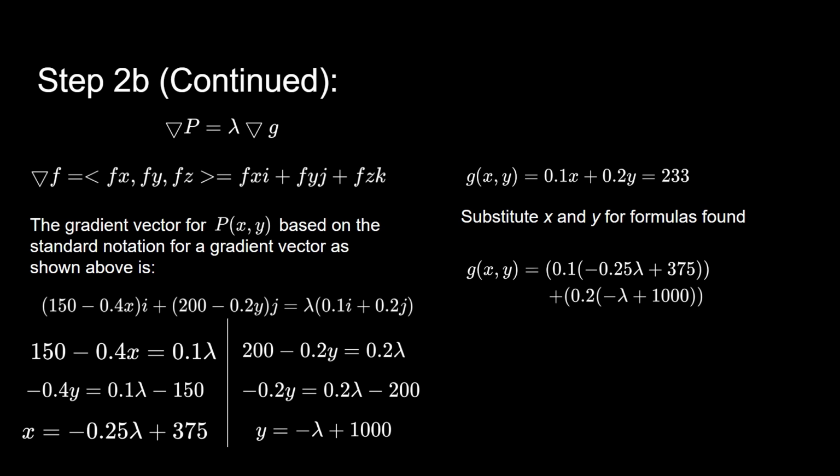First, we calculate the components of the gradient vectors of both P of x, y and g of x, y. We then solve for x and y respectively. You may notice that x and y are functions and that there is still a lambda in the solutions. Don't worry, that will get taken care of in the next slide. Once we substitute x and y into the constraint function, we then have a new constraint function that is in terms of lambda.